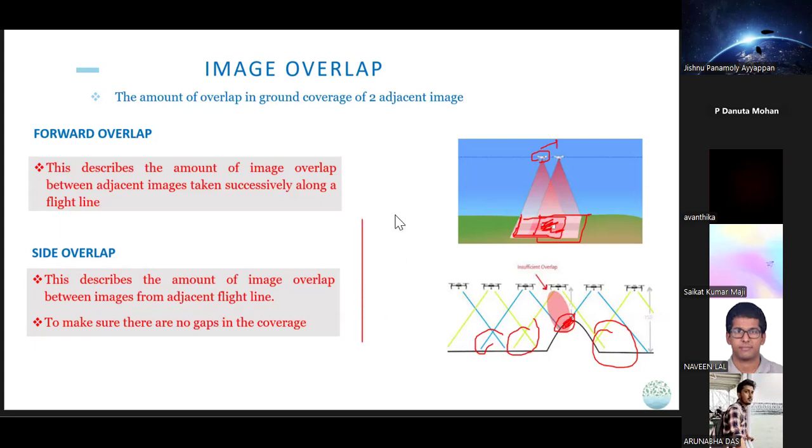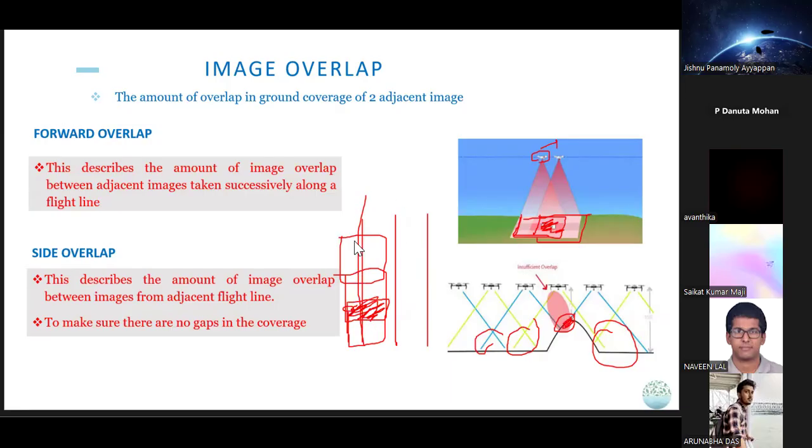Suppose this is our flight line. Our drone is moving along this direction. First it will capture an image here, and then when it moves a little forward, it captures an image here, and so on. It goes in this forward direction. This portion where there is common area is known as forward overlap. It goes along the flight track.